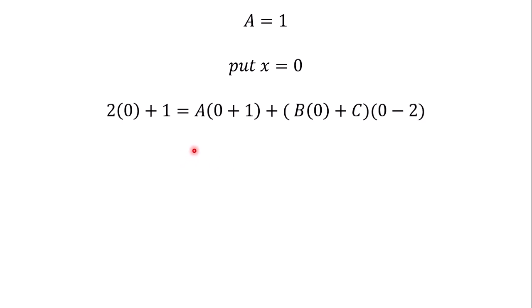Now when you put x equal to 0 into the original equation again, this is how it looks. Here, this times 0 gives us 0, so we're left with 1. Here we'll be left with a. This term will be 0, and we'll be left with c. Now 0 minus 2 gives us minus 2, so minus 2 times c gives us minus 2c. So you get 1 is equal to a minus 2c.